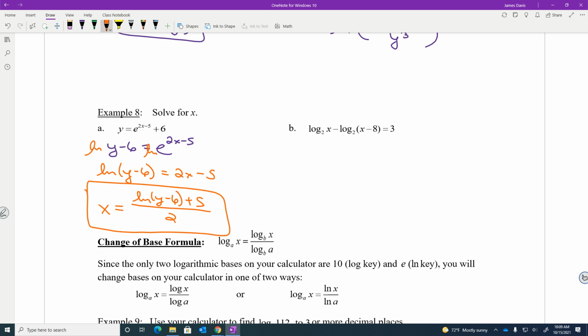And maybe think about what we could do with this next one. What would you want to do first on that one? Combine. Yeah, we'll combine them because they do have the same log base. It's a minus, so that means it's going to be division. Right? Log 2 x over x and z. So it's 3. Now, any ideas after that?